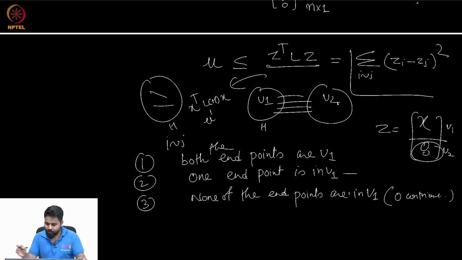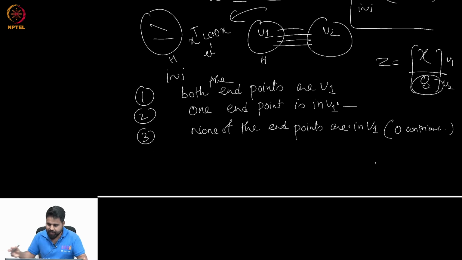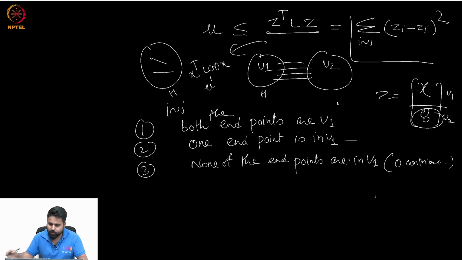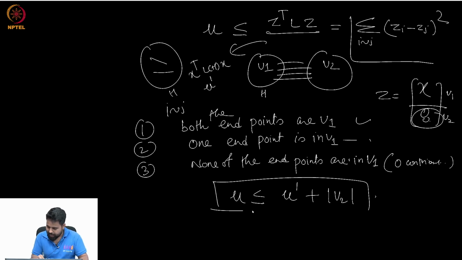So we can now easily write this. Mu is always less than or equal to the contribution from this plus the contribution of this. The contribution from here is mu dash plus at most the number of vertices here, V2. So this proves the theorem.